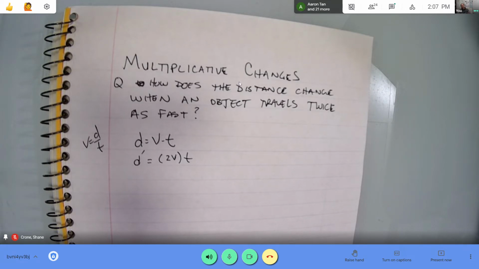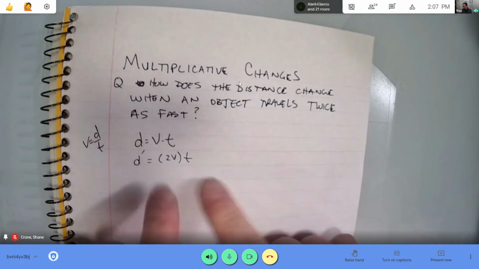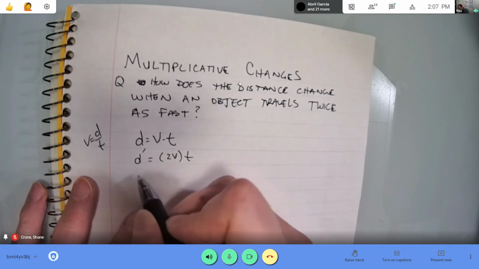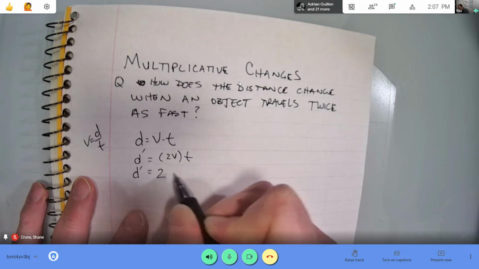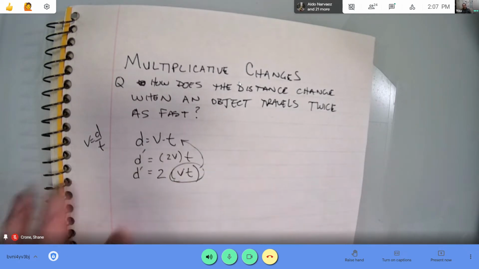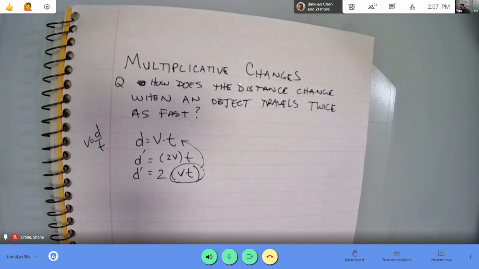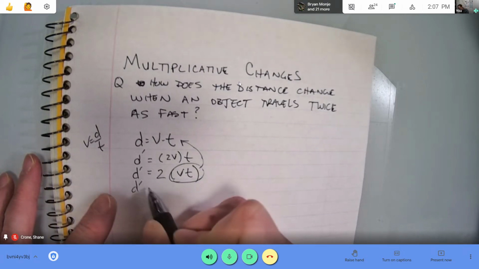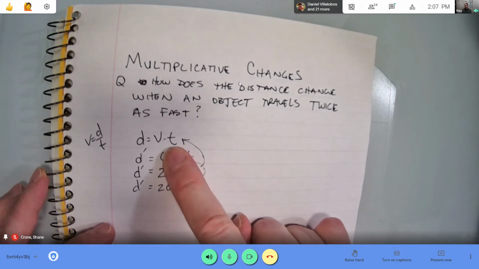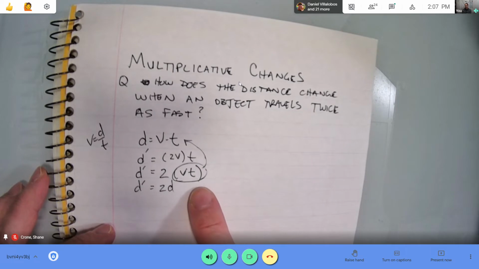Now, at this point, I want to return back to the original equation, and I can see it. It's right there. V and t. I want to get those two guys back together. So I'm going to say that d prime is equal to 2 times vt, and that was the original distance, right? The original distance was v times t, the same v and the same t. So now what I can say is that the new distance is 2 times the old distance, right? Because the old distance was v times t, and I have v times t.